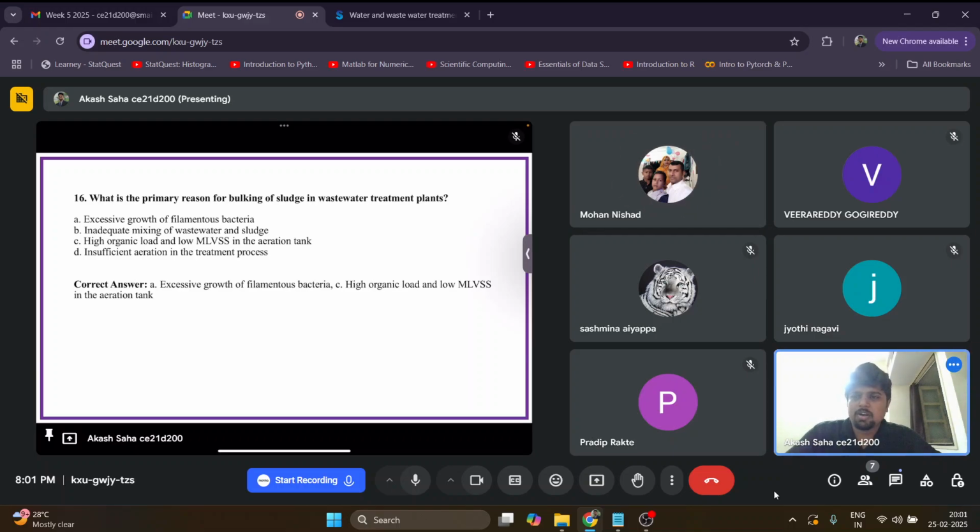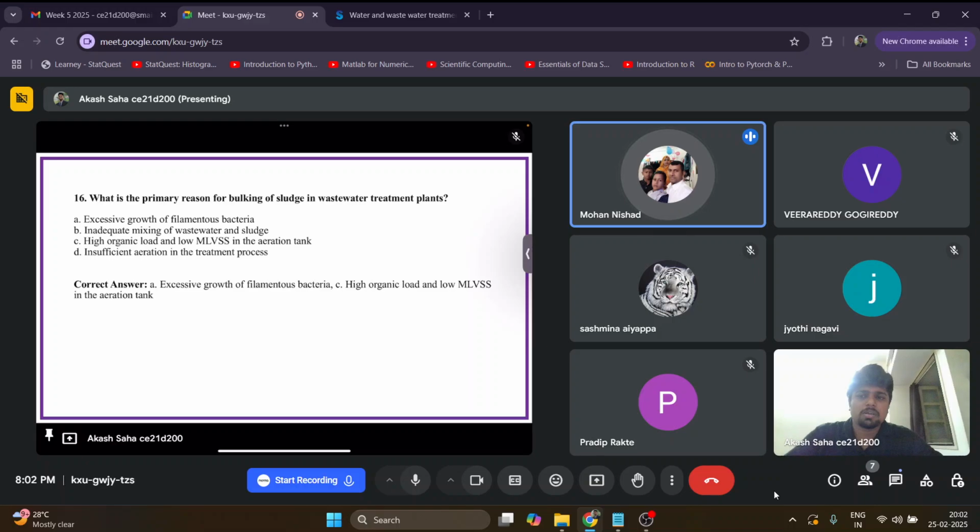Not necessarily. Insufficient aeration, maybe the treatment will not be enough, but I don't think it will directly affect the bulking of sludge. Whereas if you are asking about the primary reasons for sludge bulking, options A and C are definitely correct, because they are asking for primary, specific reasons directly impacting the bulking.